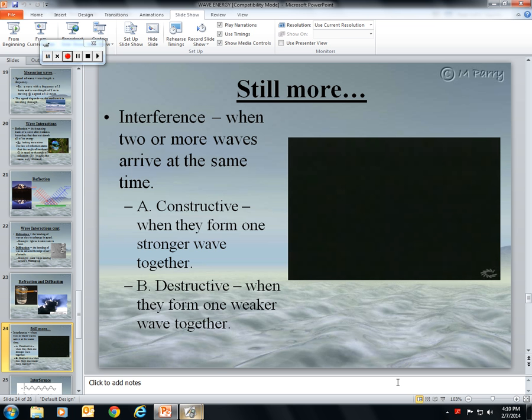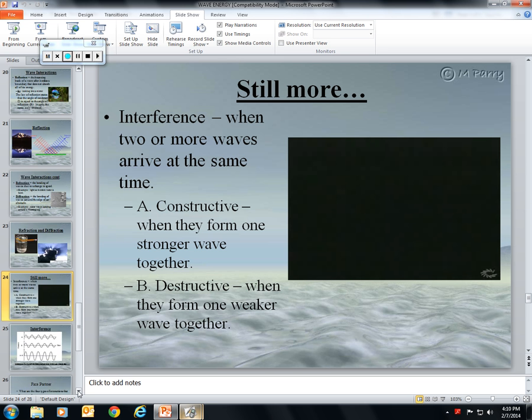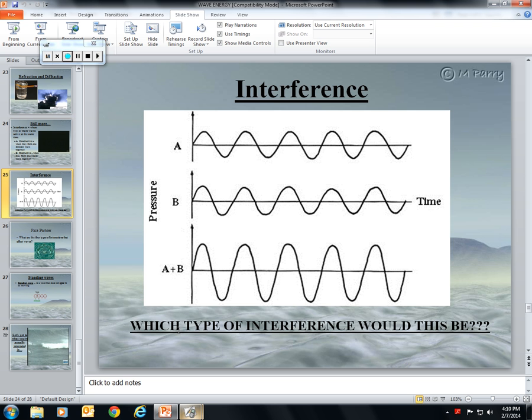Interference is when 2 or more waves hit at the same time. If the 2 of them hit and make one bigger wave, it's constructive. They're building something, constructing. If the 2 hit and destroy each other, you get destructive interference. Here's a picture of interference. So wave A is this size, wave B is the same size. The 2 join and now are even bigger.